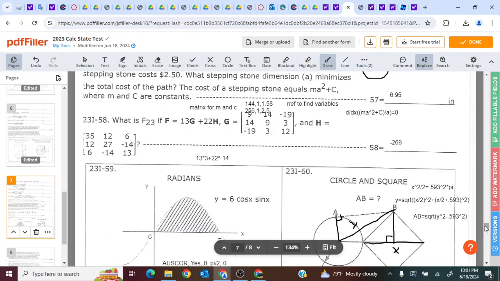58. What is F23? If F is equal to this plus that. Okay, F row 2, column 3. That would be equal to row 2, column 3 of matrix H if it was asking for H23. So F is equal to 13G plus 22H. So you have 3 times 13 plus 22 times negative 14, and you get negative 269.